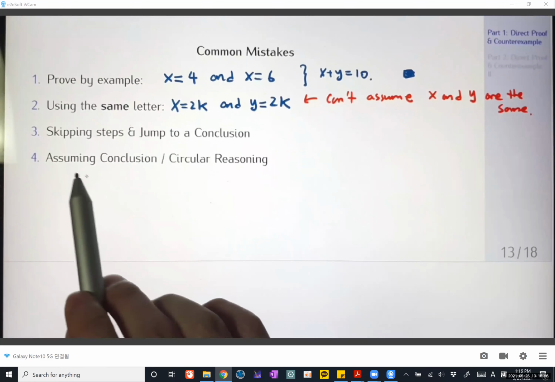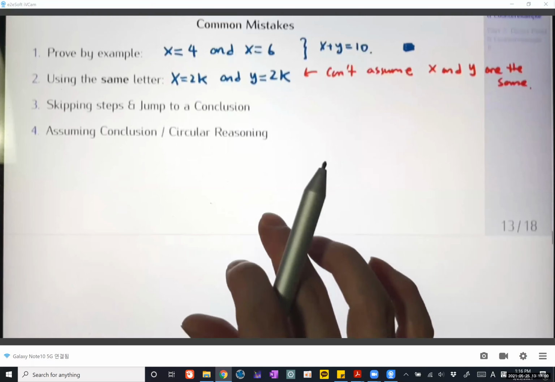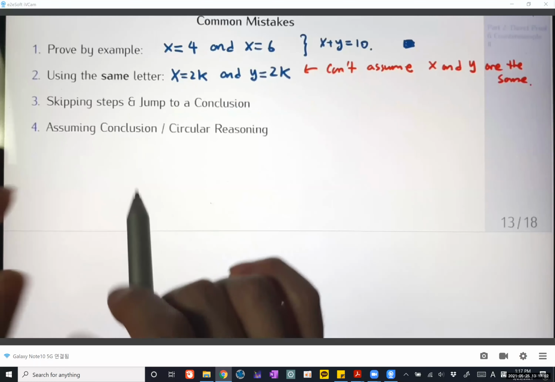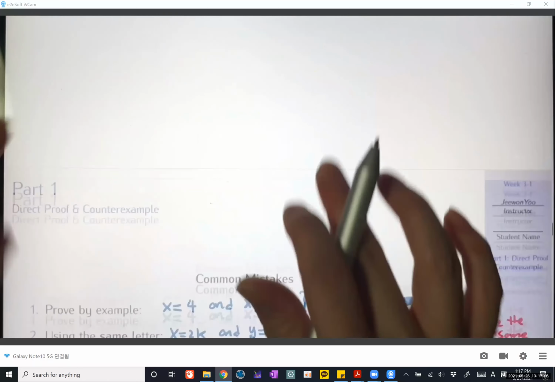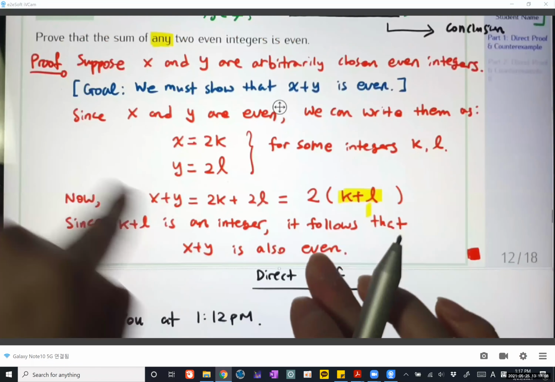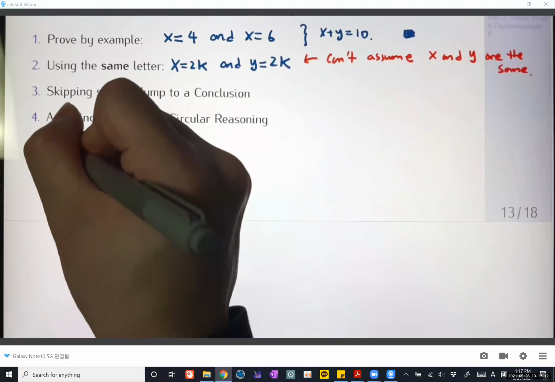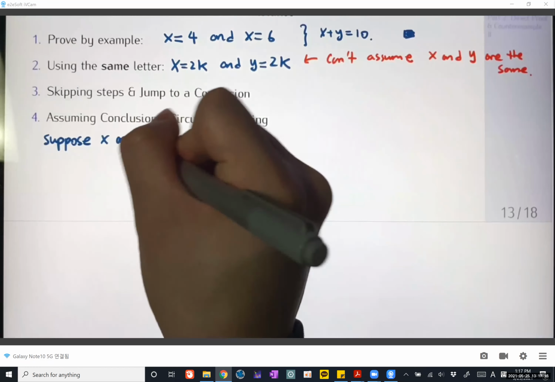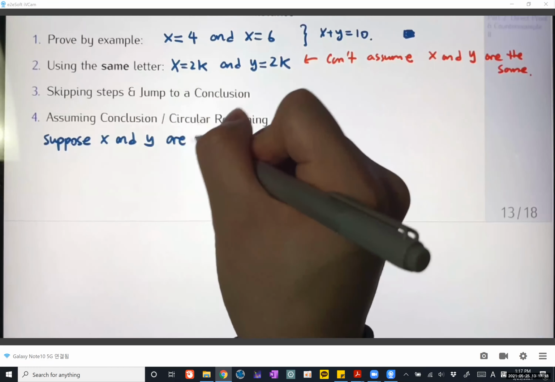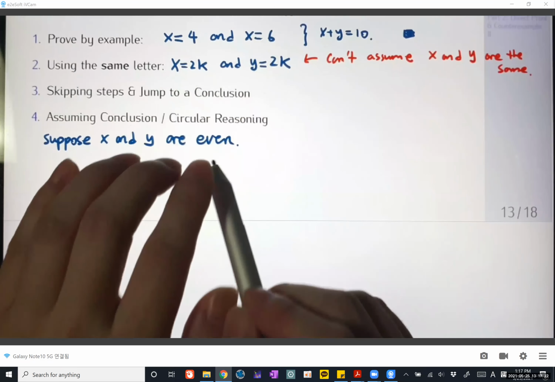And I see quite often this assuming the conclusion from the students as well. Assuming the conclusion is like this. I'm also going to use the same example here. Suppose x and y are even integers. Suppose x and y are even. Okay, students started very well.